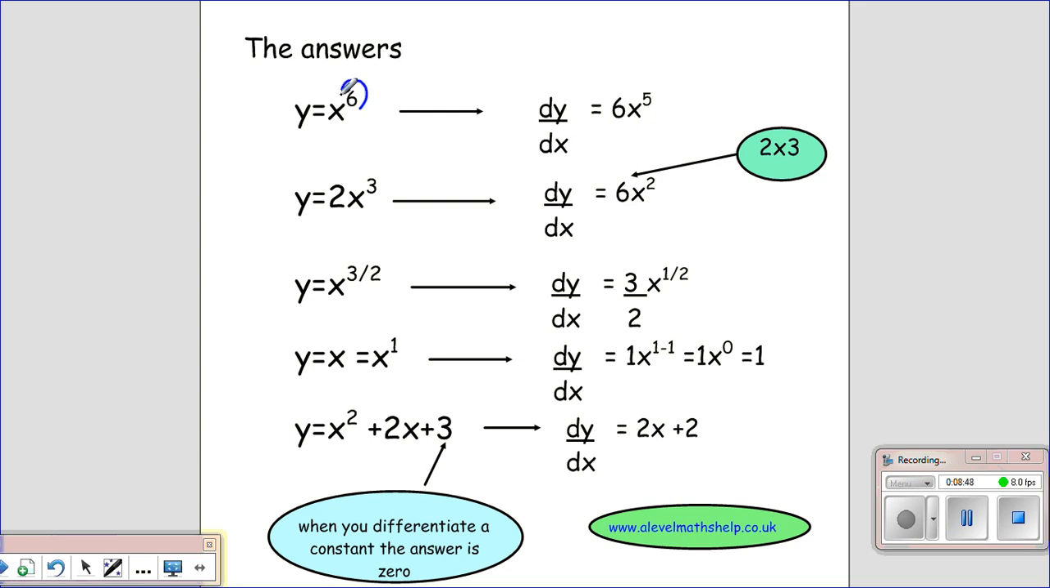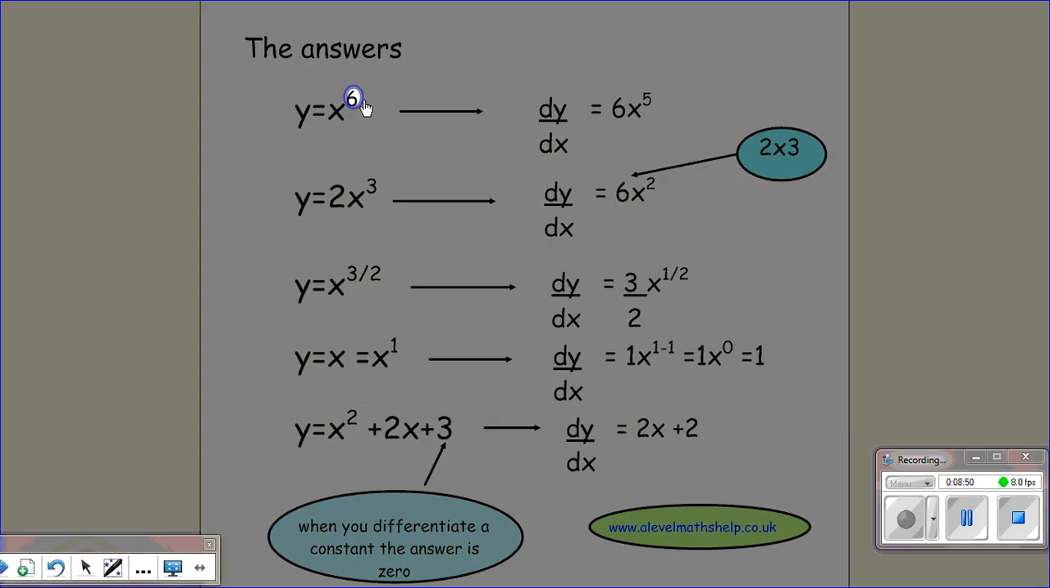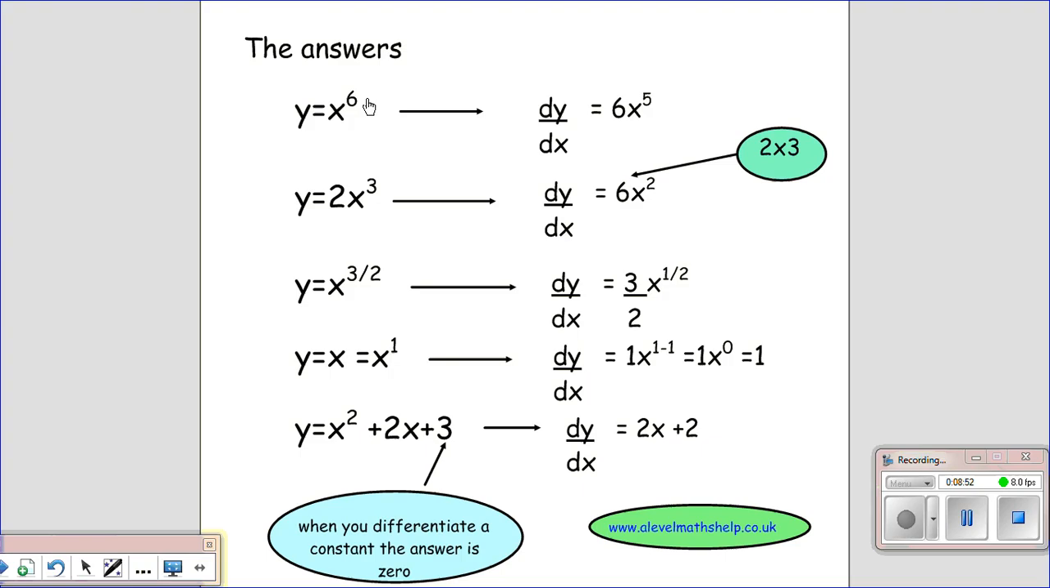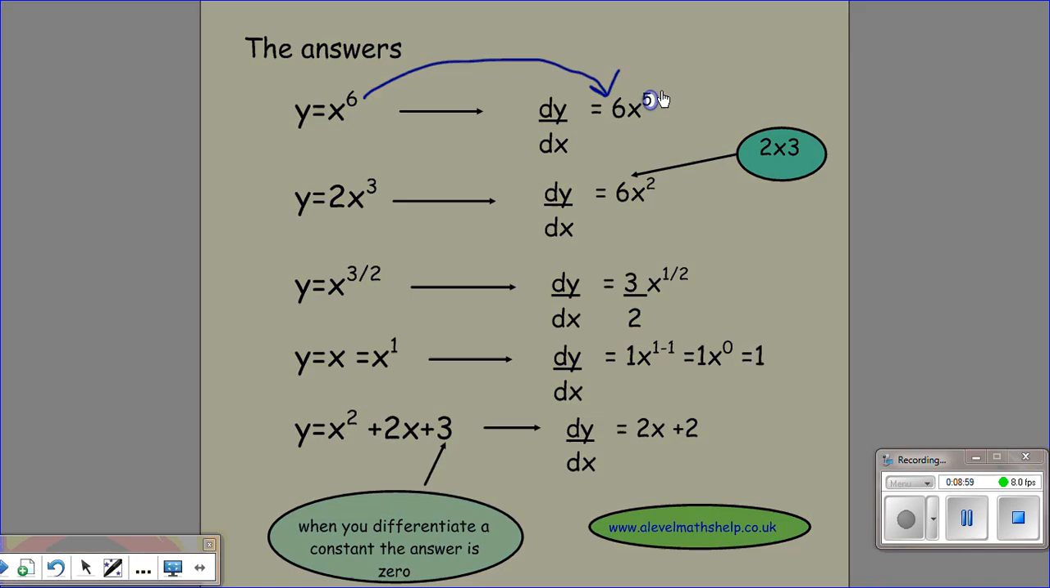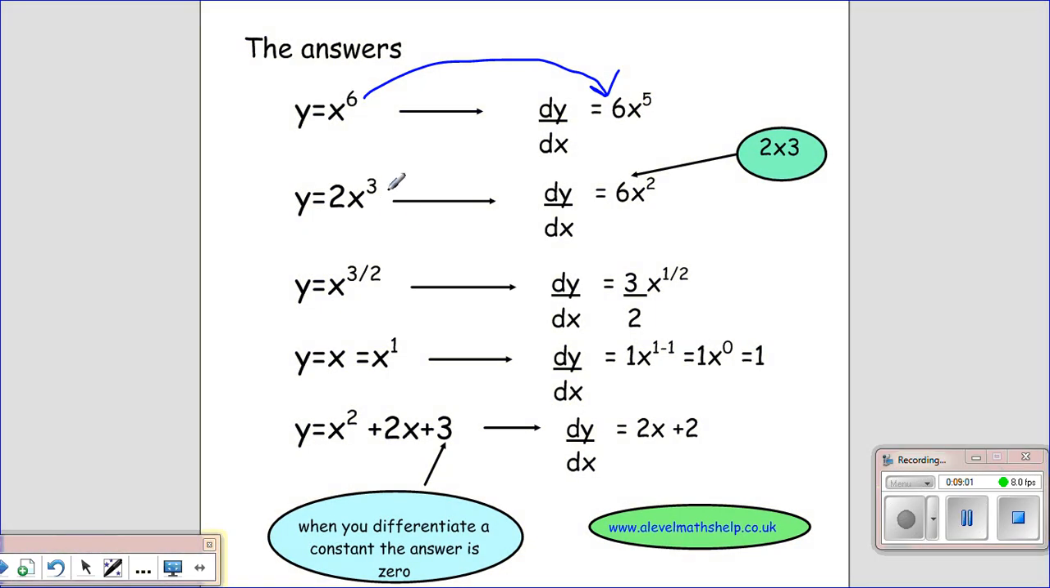So using the rule, we take the power, and we multiply by the power. And then we take 1 from the power. So 6 take away 1 will give us 5. Here we take the power and we multiply by the power, but this time when we multiply by the power, we'll also multiply by the 2. So we get 3 times 2, which will give us the 6. Now we take 1 from our power, which is 3 take away 1 will give us the 2.